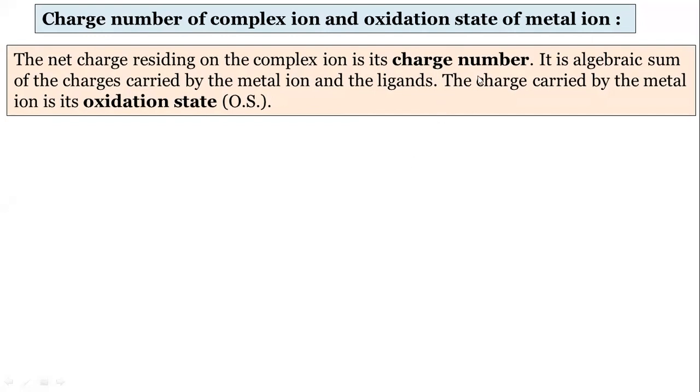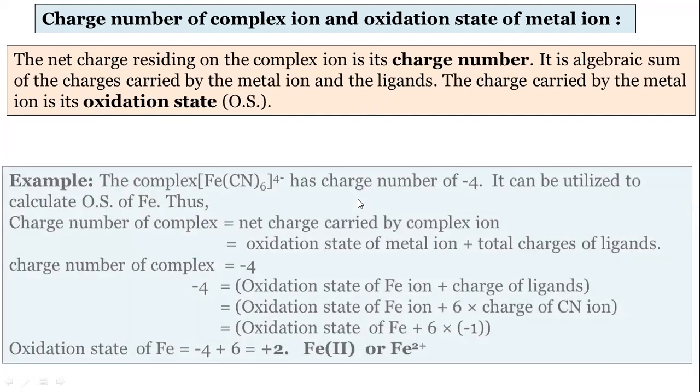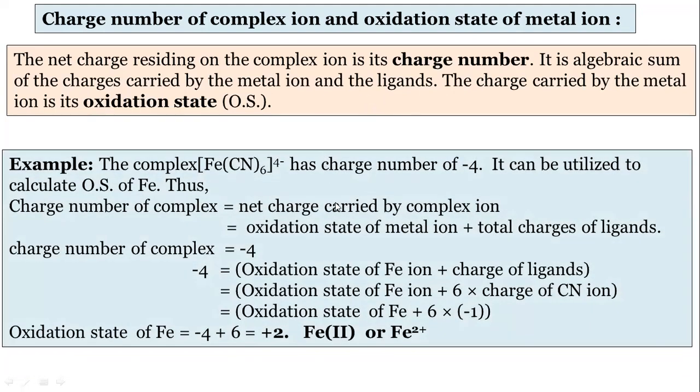What is meant by charge number? Charge number is nothing but the net charge present on the complex ion. It is called the charge number. And how is it calculated? It is the algebraic sum of all the charges carried by the metal atom and the ligands. We will take one example, then it will be very clear.